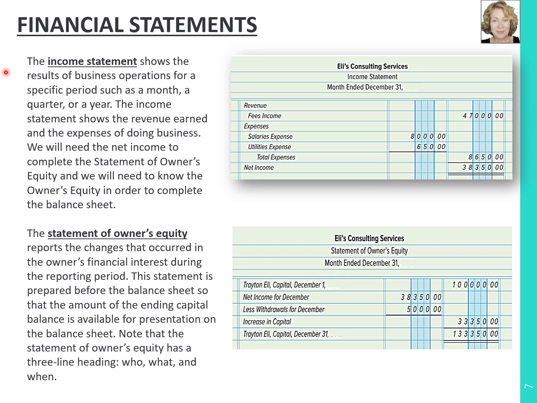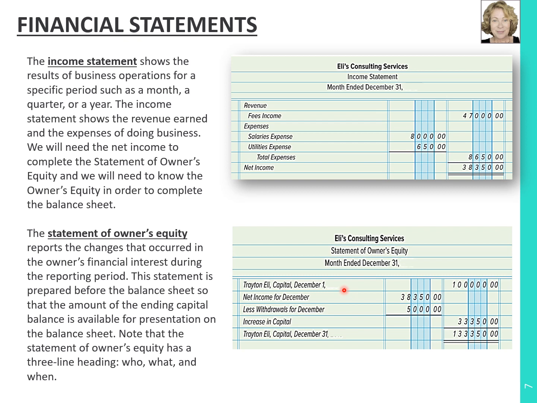Let's look at the income statement. The income statement shows the results of business operations for a specific period of time, such as a month or a quarter. The income statement shows the revenue earned and the expenses of doing business. The income statement is sometimes called a profit and loss statement or a statement of income and expenses. So why do we prepare the income statement first? We'll need the net income to complete the statement of owner's equity. And we will need to know the owner's equity in order to complete the balance sheet.